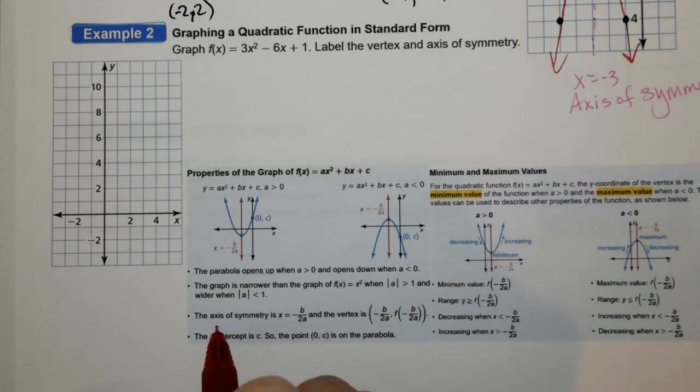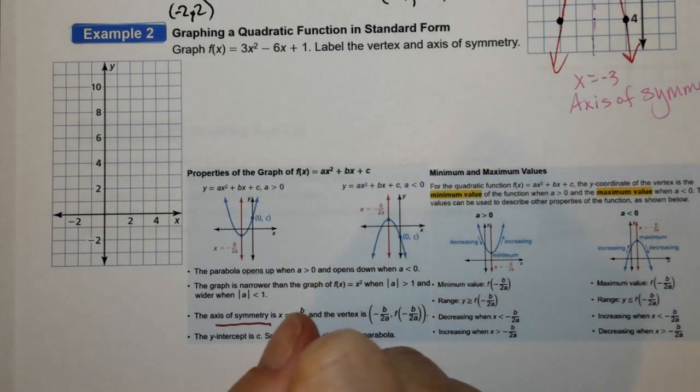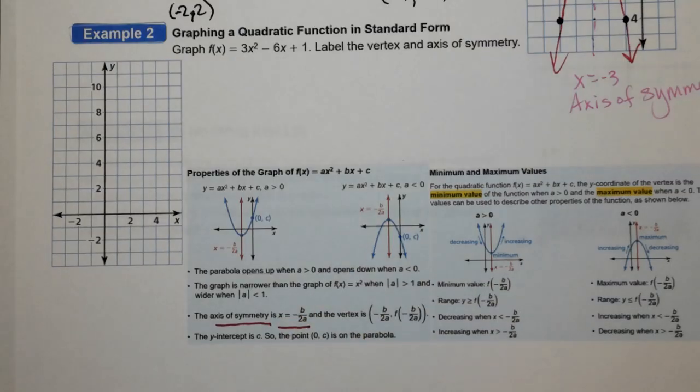For the axis of symmetry, remember we just said the x value is your h for your vertex. So what x equals is your h value for your vertex. We're going to do negative b over 2a. That's going to give us the x value of your vertex. Then we're going to plug that into the function, and that's going to give us the y. So that's what this means: negative b over 2a, plug it into the function to get this value.